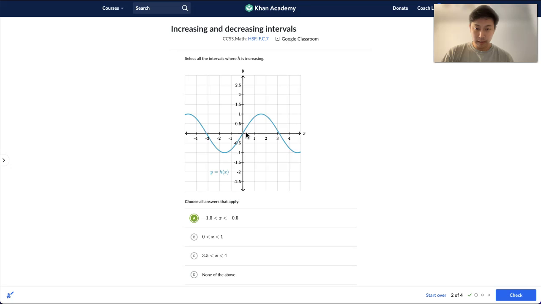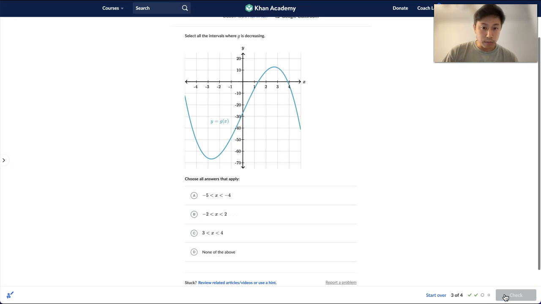Between 0 and 1, we have some nice whole numbers, which is a little bit easier. Between 0 and 1, I'm going to start at this y value and go to this y value. That is also increasing from left to right. And then 3.5 to 4, that's this little section. For x values 3.5 to 4, the y values are decreasing from left to right. So we don't want this last one. Only these first two were increasing from left to right.